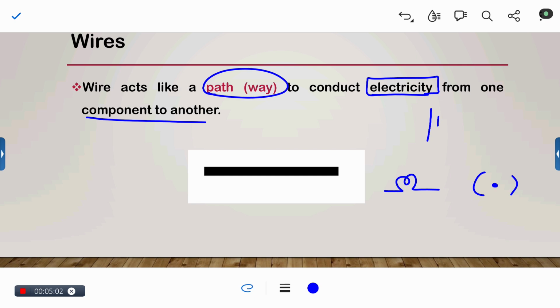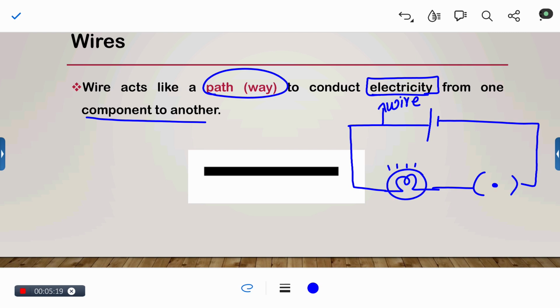Reason? There is no path for the charges to flow over here. So now, by using a wire, we are going to connect one electrical appliance along with the other electrical appliance. So once it is connected like this, what will happen? The bulb will start to glow.